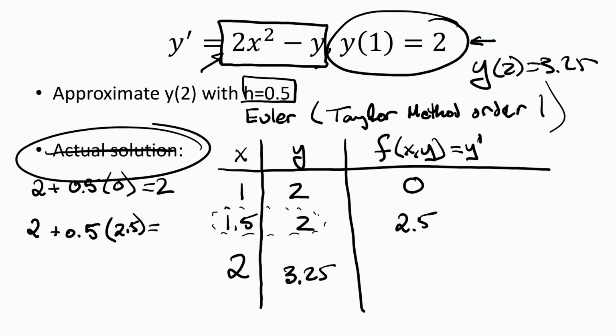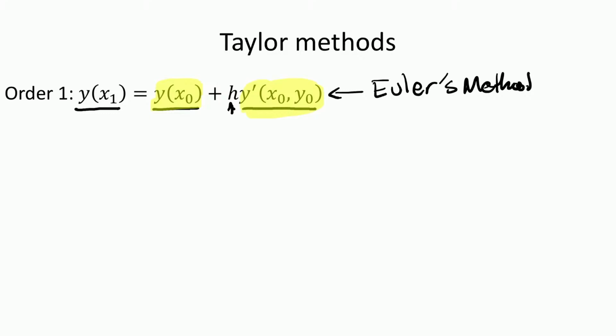Now let's just back up and see. So this is Euler's method. Taylor method of order 1 is Euler's method. So this is easy stuff. It gets a little more complicated when we go to Taylor method of order 2.